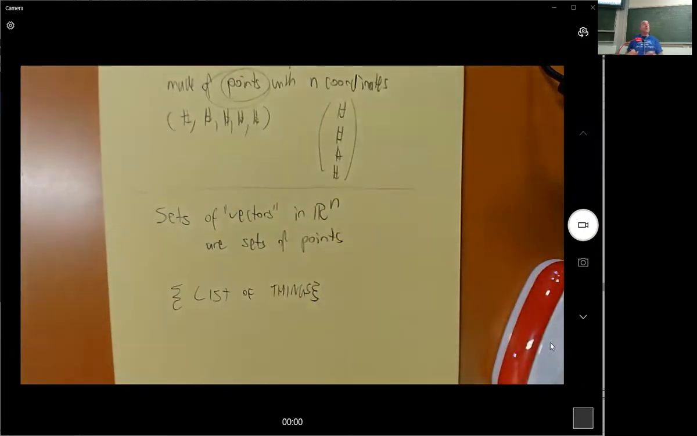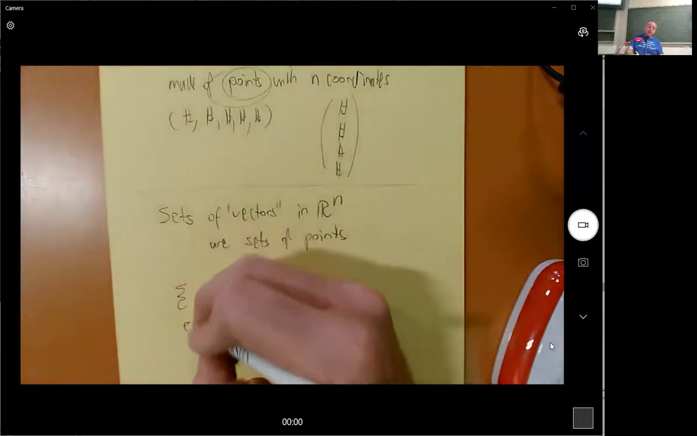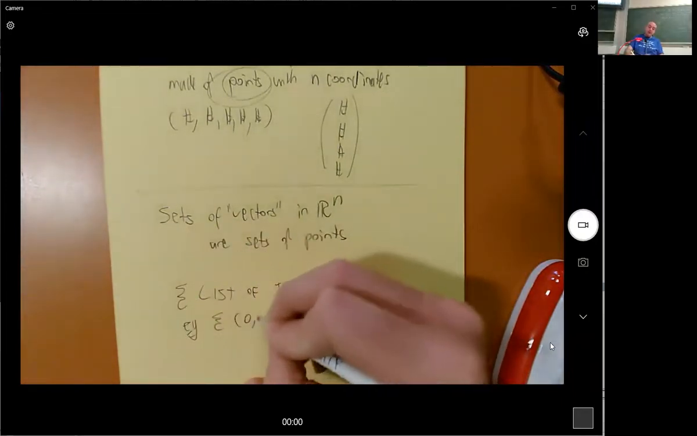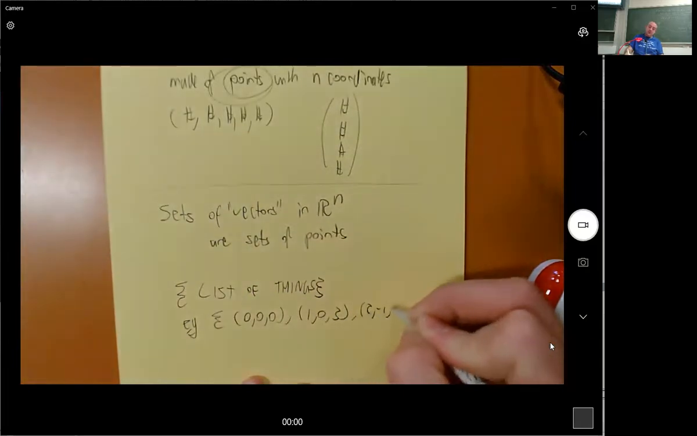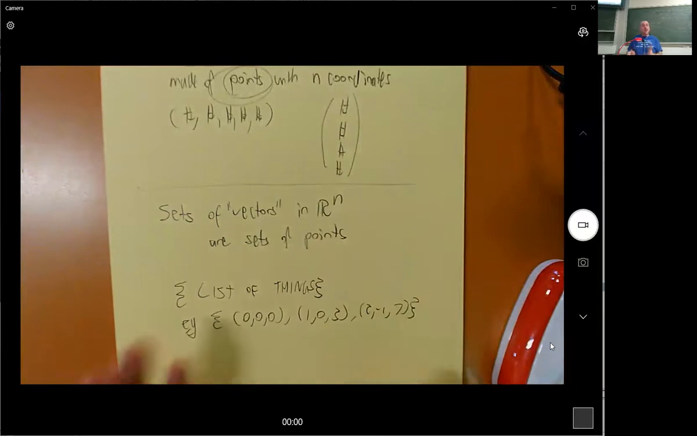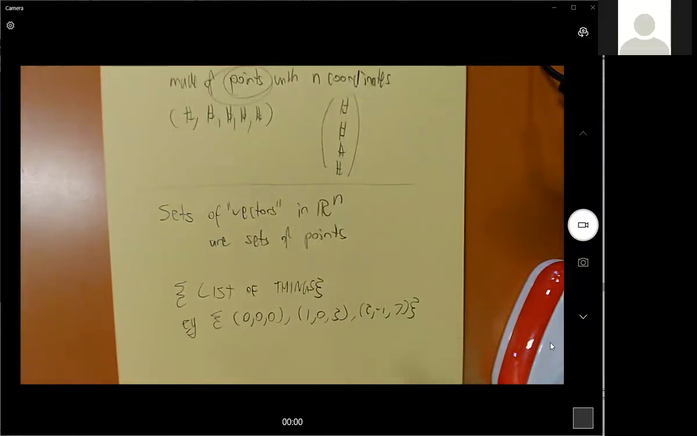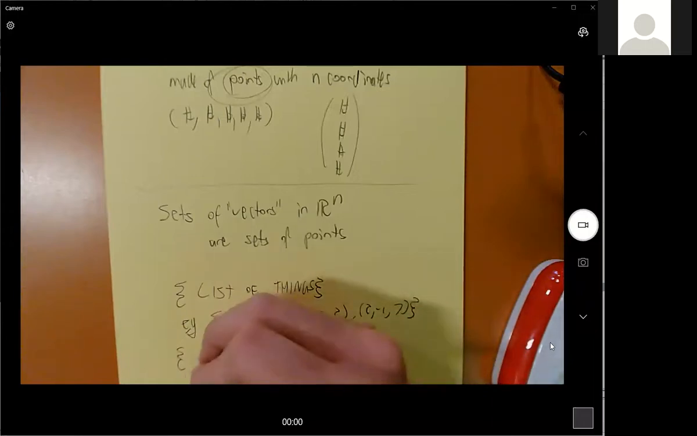Just have a list of things that are definitely part of the set. The things that are in the set are the things in the list, and the things that aren't in the set are the things that aren't in the list. So your classic example of that is (0, 0, 0), (1, 0, 3), (2, -1, 7). That is a set that is inside R3. It's a set of 3 points. That's all it is. Just a list.